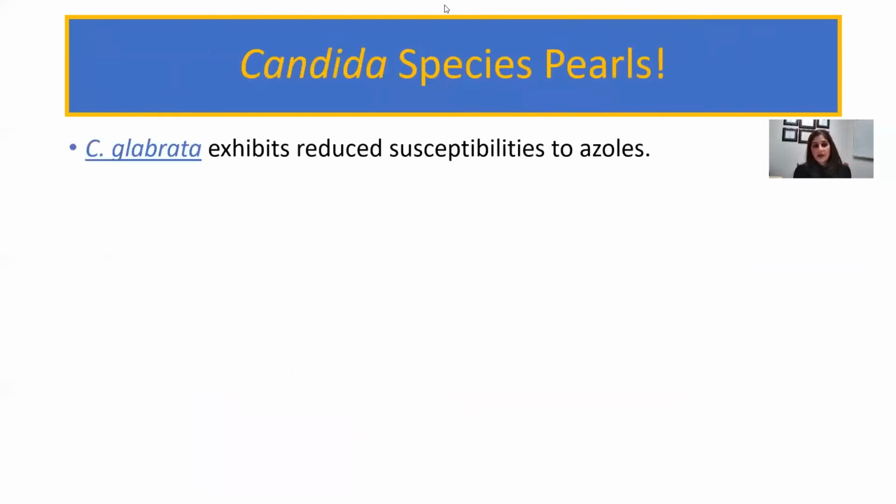Again, just some species-specific pearls when it comes to Candida. Candida glabrata, of course, is the second most common Candida species. It exhibits reduced susceptibility to azoles. A lot of times these isolates are resistant to fluconazole, and even if they are sensitive, they may have elevated MICs, and so they may have a dose-dependent susceptibility to fluconazole. Most of these are susceptible to echinocandins.